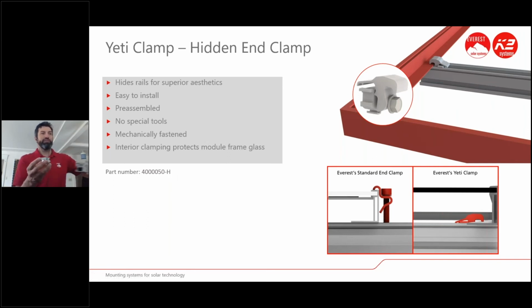So the hidden end clamp is a really beautiful product. If you have not used this yet, this is what we call the Yeti clamp. Obviously, it's like the Yeti. You don't see it. It's hidden. So this works with all of our CrossRail systems.